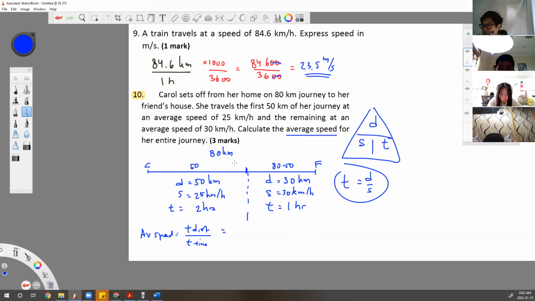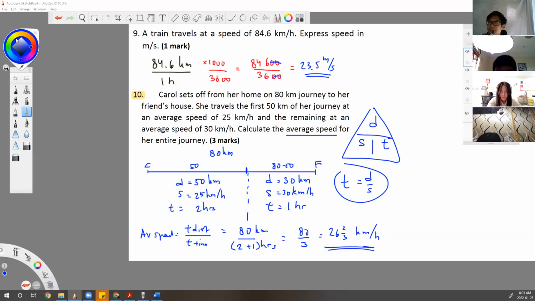Now, total distance berapa? 80, udah dikasih tahu. Over total time, 2 plus 1. Right? So, 80 over 3, answer-nya jelek. Gak apa-apa, yang penting itu tahu caranya. 80 over 3. Kalau dibuatin desimal? Boleh. 26.6667 gitu, boleh. 26.67, or 26.7 boleh juga, tergantung roundingnya.